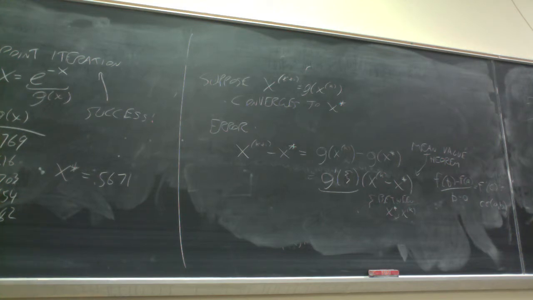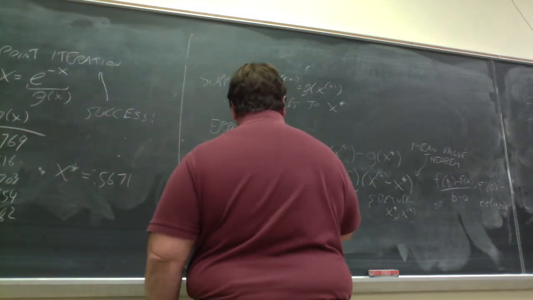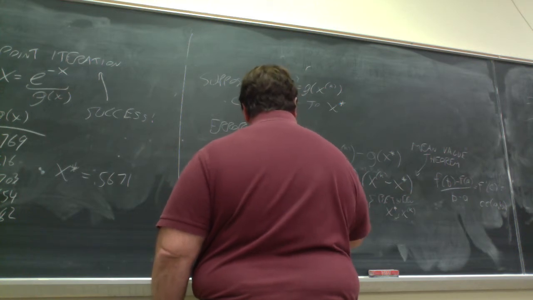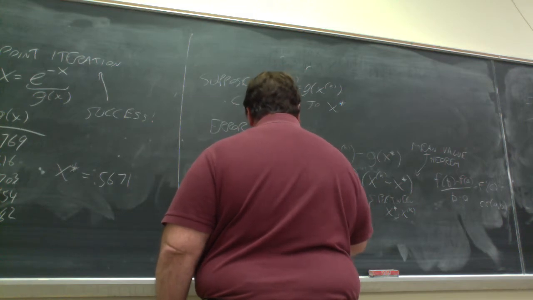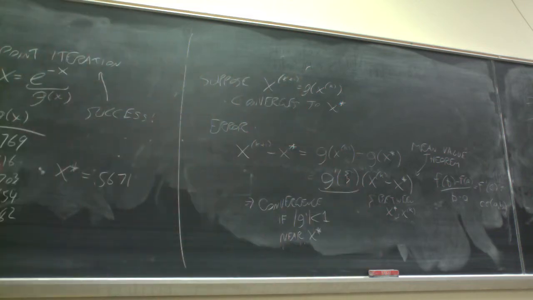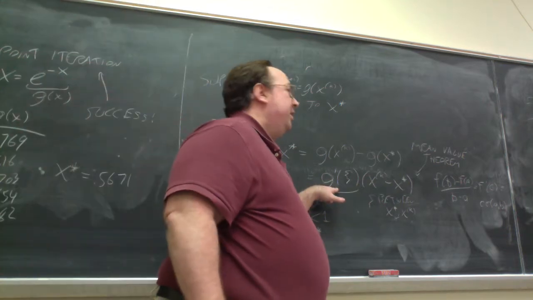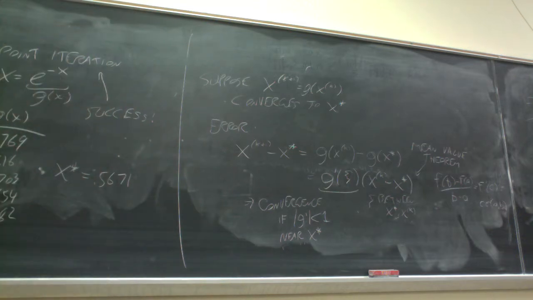So we have convergence if g prime in absolute value is less than 1, at least near x star. That way you can have some assurance that the error is going to shrink from iteration to iteration, and so it keeps shrinking all the way down to 0.